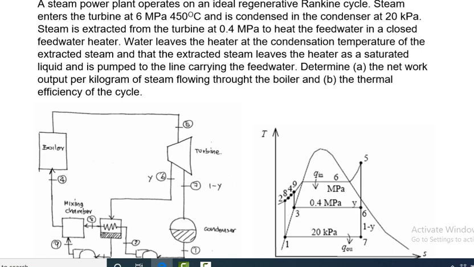At the same time, the steam leaving the turbine enters this closed feed water heater. The pressure developed in this area is 0.4 megapascal. After that, the extracted steam leaves the heater at the condenser temperature as saturated liquid and is pumped to the line carrying the feed water.